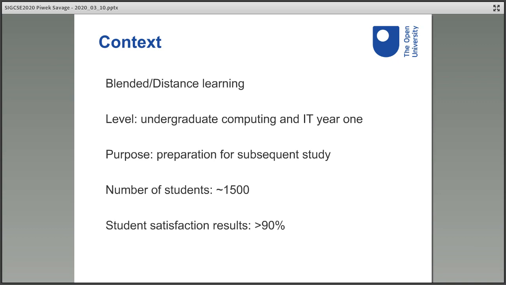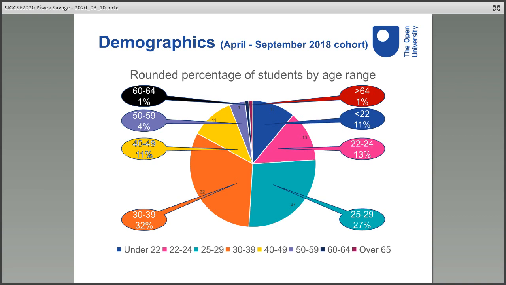Here, I'll hand over to my colleague Simon, who will say a bit more about student demographics and our actual findings. Thank you, Paul. Right, as you can see here, our student demographic is different to a traditional university in that under 22s constitute only 11% of our cohort.